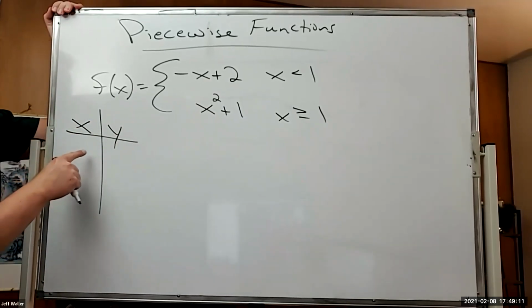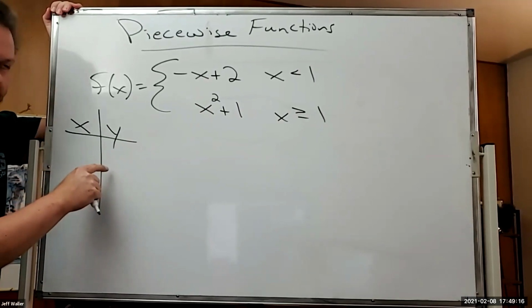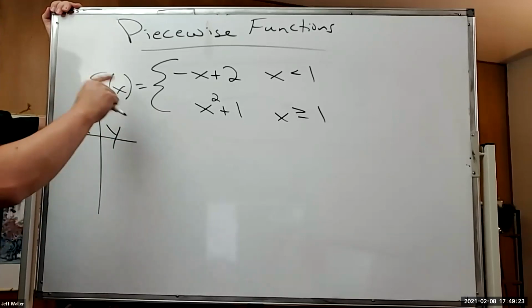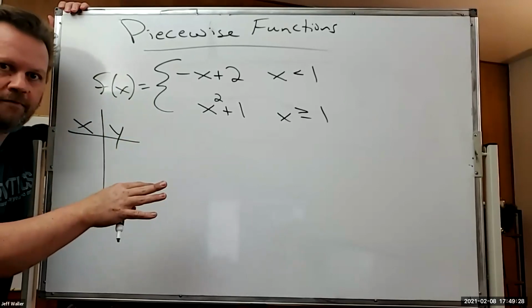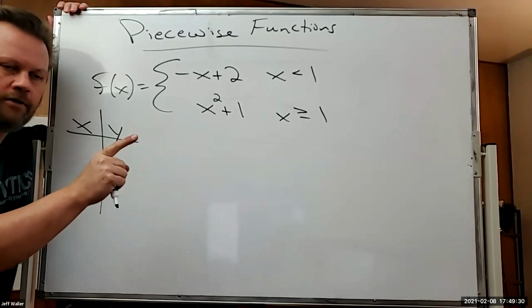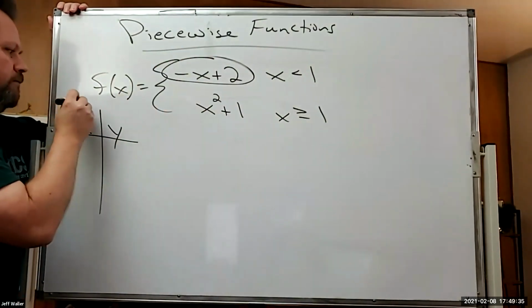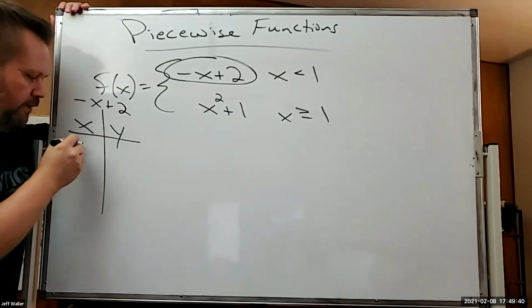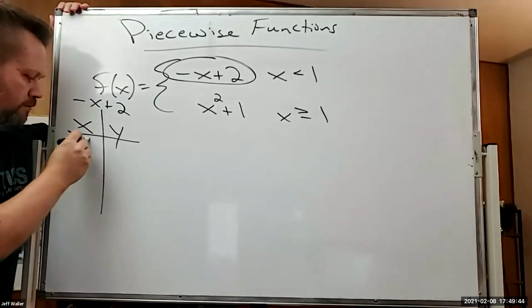Let's see who remembers. What value can I not use? What is the most important point for this piecewise function in a sense? Can anyone identify the most important input? 1. 1, good. So am I allowed to use 1 for this piece of the function? No. I'm still going to though, because I'm crazy. Does anyone remember what I'm going to do when I do that? Circle. The point. Yeah. Parentheses.